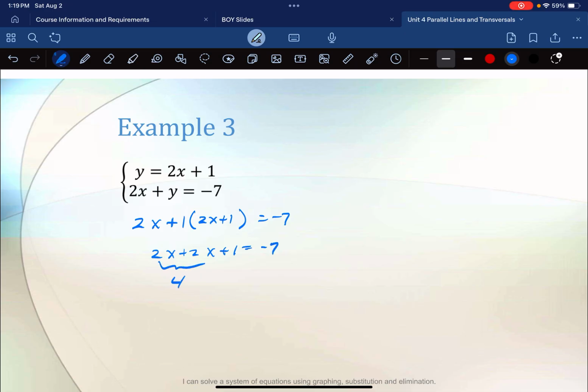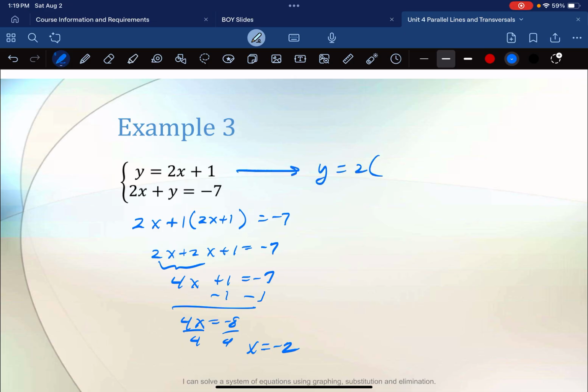2x and 2x make 4x. I'm going to subtract 1 and divide by 4. And x is negative 2. Come back up here, y equals 2 times my x value, which is negative 2. So 2 times negative 2 is negative 4. And negative 4 plus 1 is negative 3. And my solution is negative 2, negative 3. Okay.